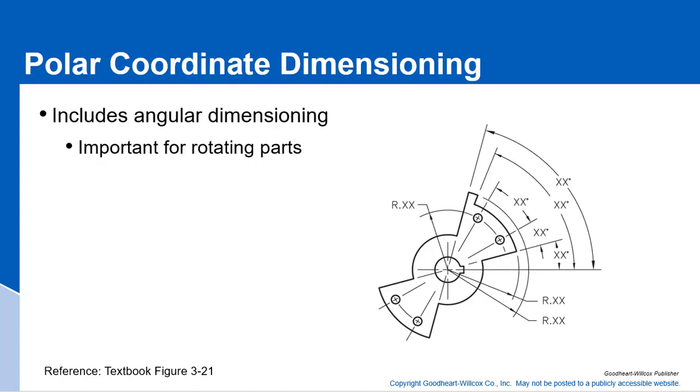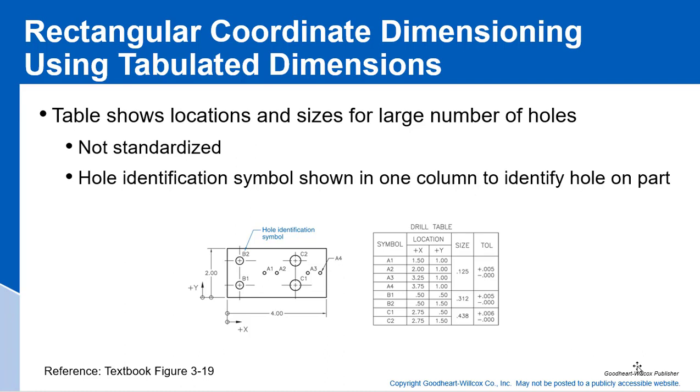The sizes of the holes are given in the table. The tolerance of the holes are given in the table as well, and the x and y location based on 0, 0 being this corner is given in the table. This is another valid way to dimension a series of holes by using tabular dimensions.